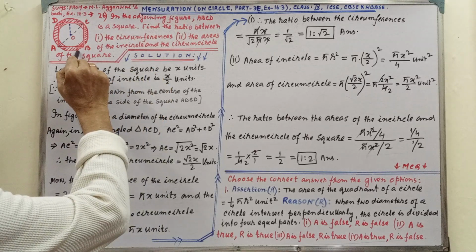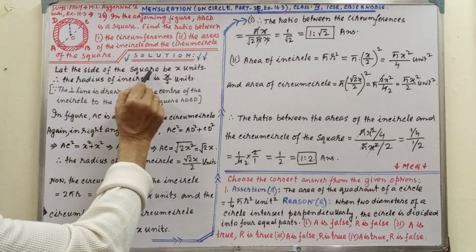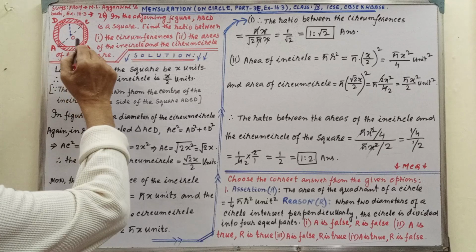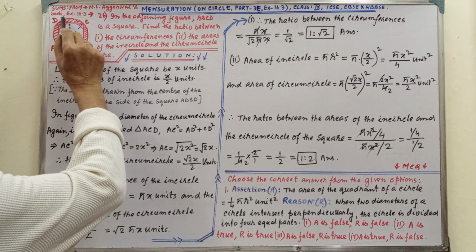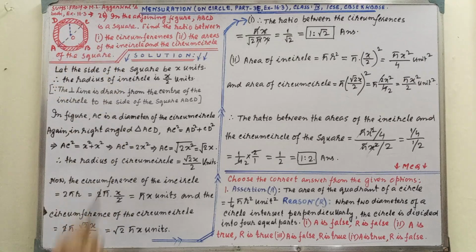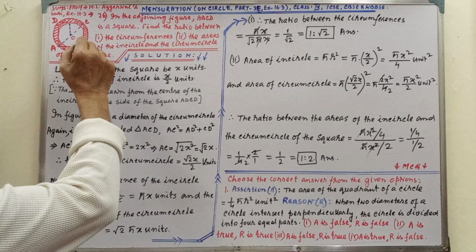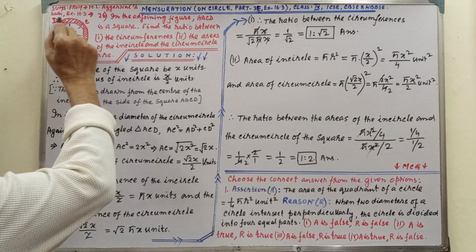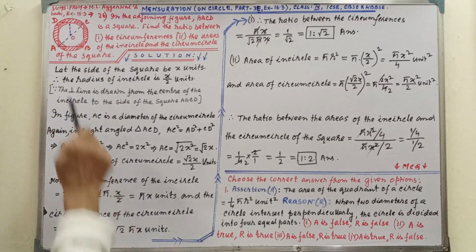Diagram is given in the question. In the answer, you have to draw the diagram. Let the side of the square be x. Here is a square. Outside of it, there are two circles: the inscribed circle and the circumcircle. The incircle touches the sides of the square, and the circumcircle touches the four vertices of the square.